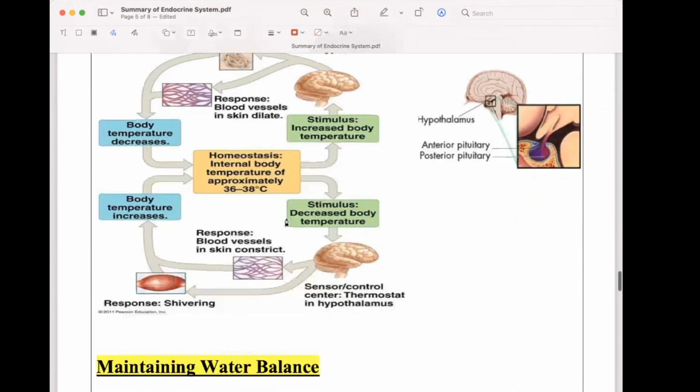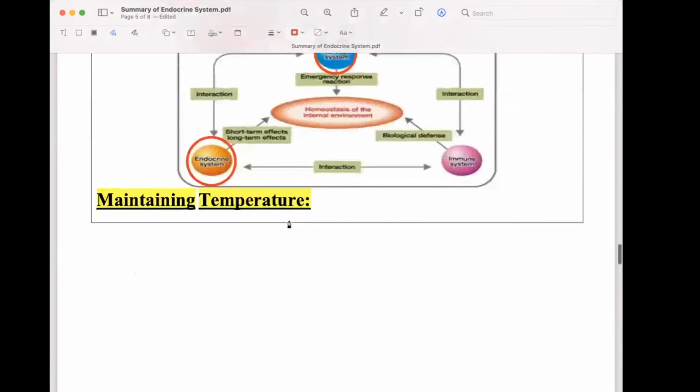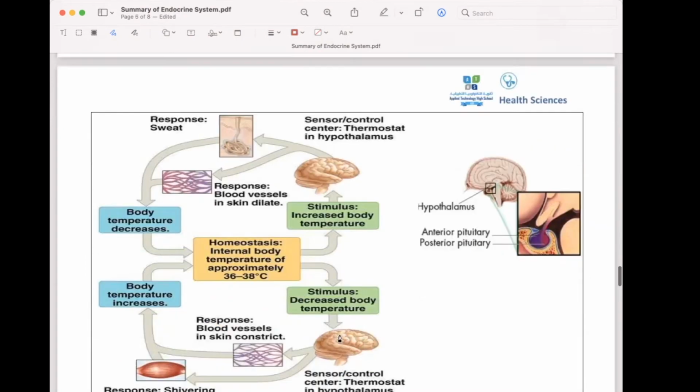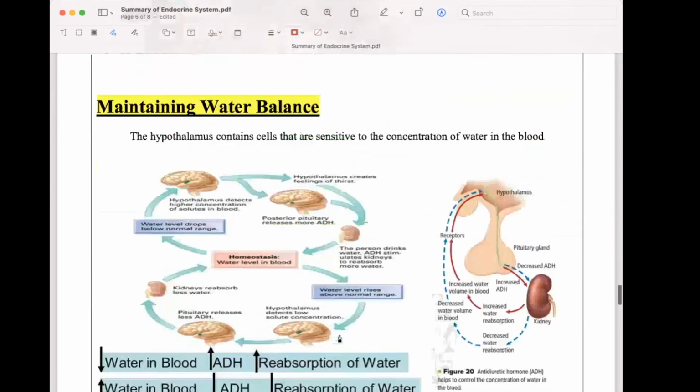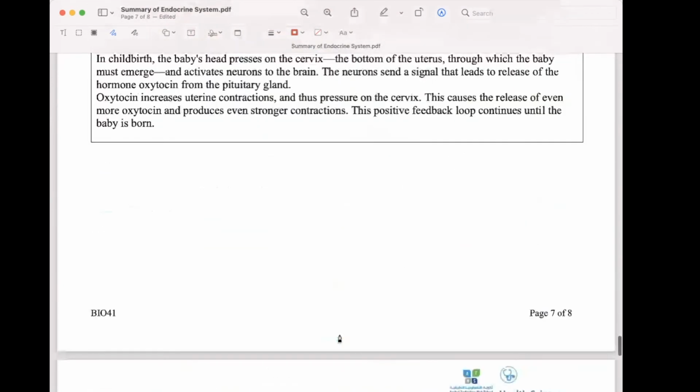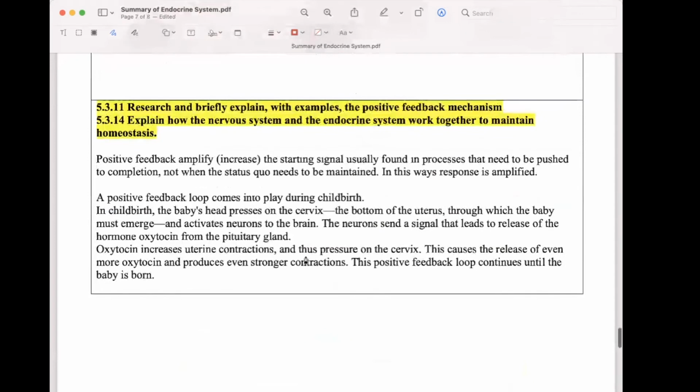Let's see how the temperature is balanced. So we have to see maintaining temperature, and maintaining temperature is called thermoregulation. Okay, thermoregulation. Fine. Now, before going into these details, boys, let me just discuss with you this one.